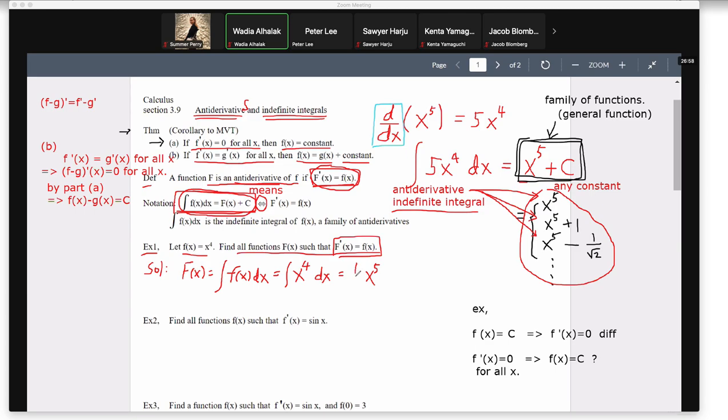Yeah, so we need to put 1/5, right? That's right. We need to put this and then 1/5 of x to the 5th power, and then how much is the constant? Yeah, we can have any constant. This constant could be 0 or 1 or 2 or any number. And so we have a whole family of functions.